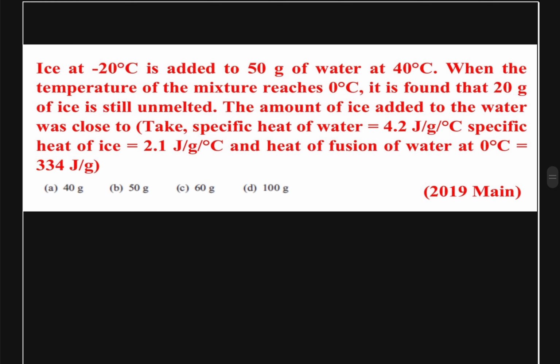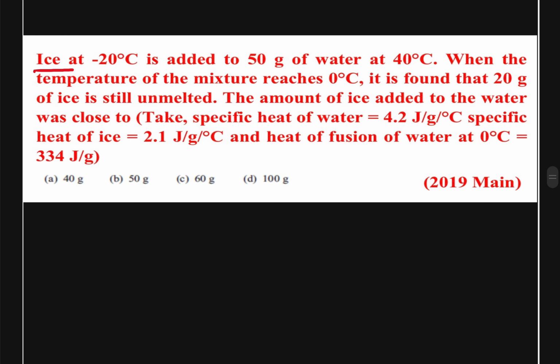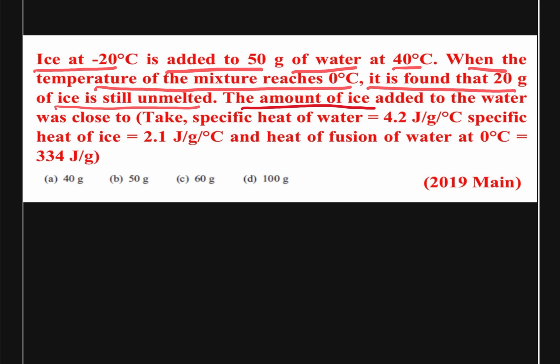It states that ice at minus 20 degrees centigrade is added to 50 gram of water at 40 degrees centigrade. When the temperature of the mixture reaches 0 degrees centigrade, it is found that 20 gram of ice is still unmelted. The amount of ice added to the water was close to. Take specific heat of water as 4.2, specific heat of ice is 2.1, and heat of fusion for water at 0 degree centigrade is 334.